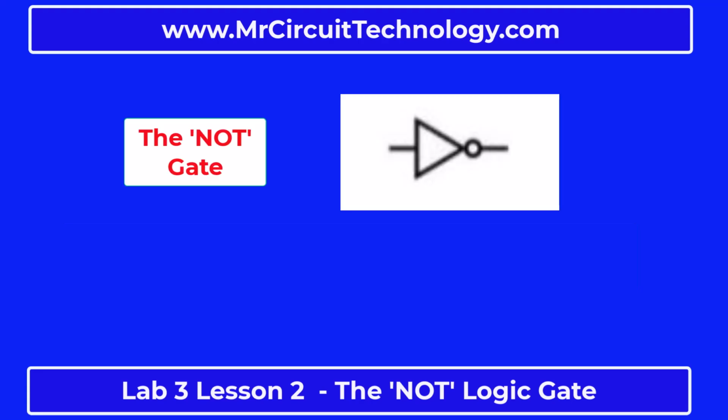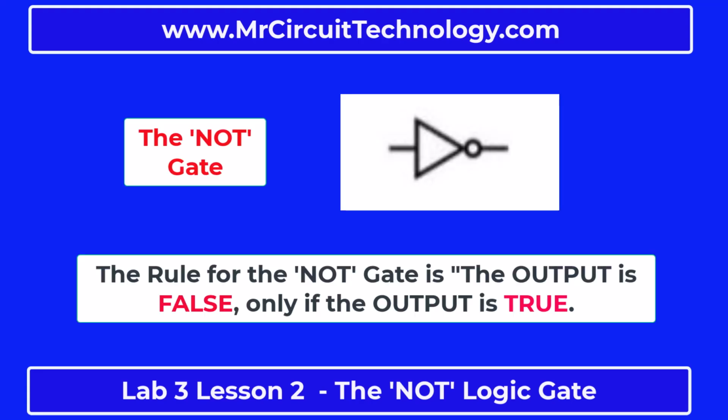The rule for the NOT gate is stated as follows. The output is false only if the input is true.